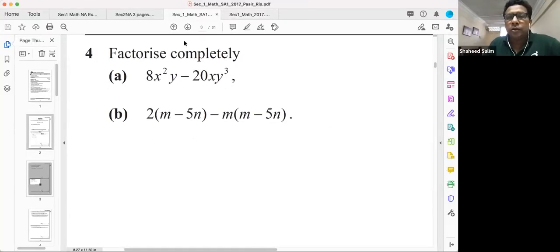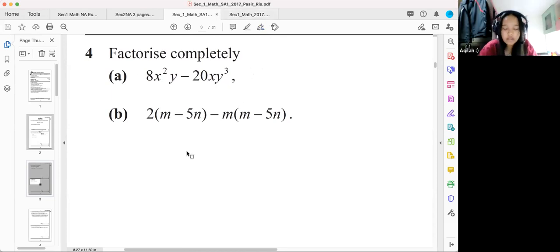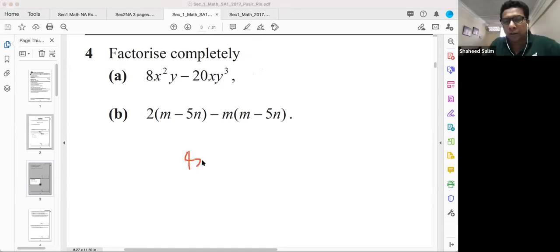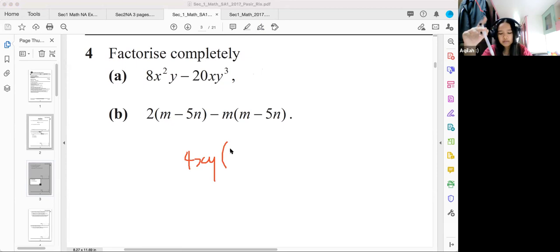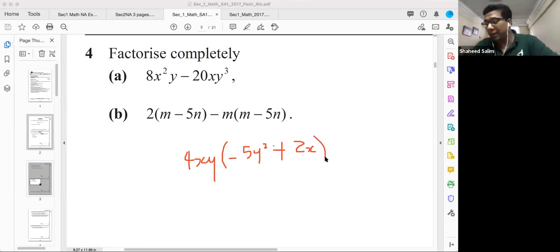So maybe you explain to me. Can you repeat your answer? 4xy bracket negative 5y squared plus 2x. Okay, oh yeah, sorry, because you gave me the thing in a flipped way. Yeah, that's correct. Okay, well done.